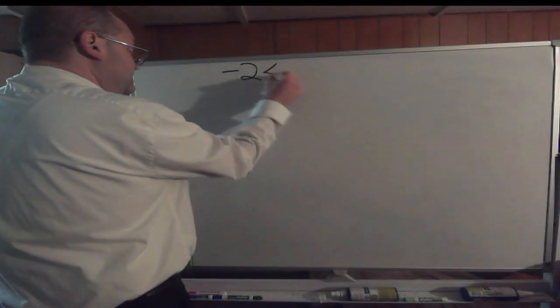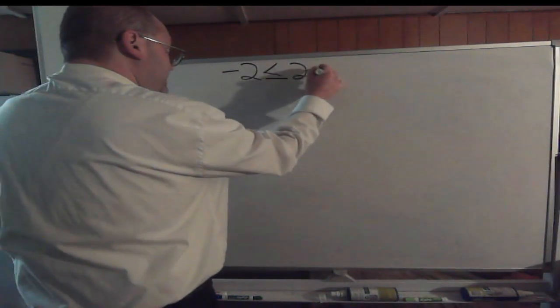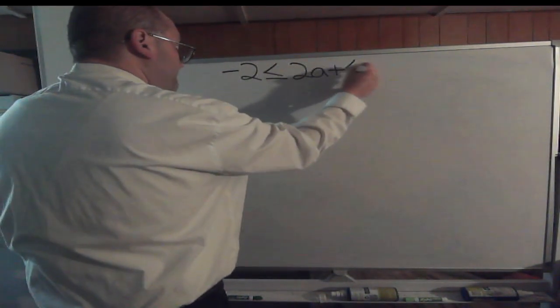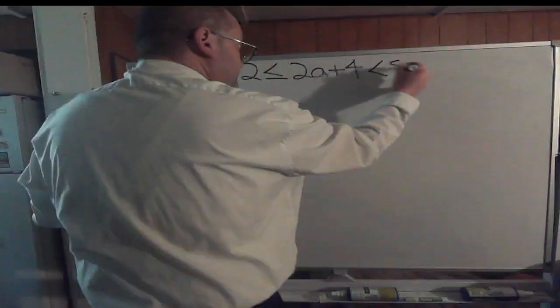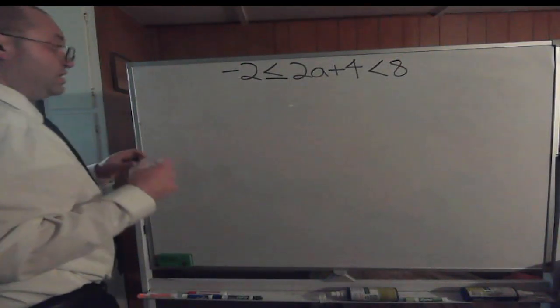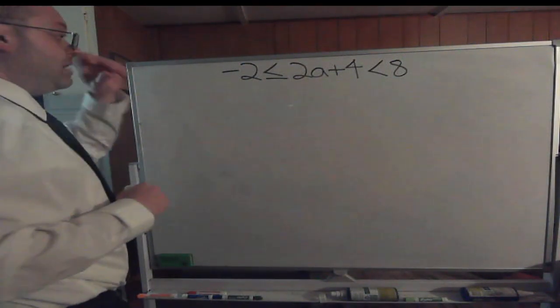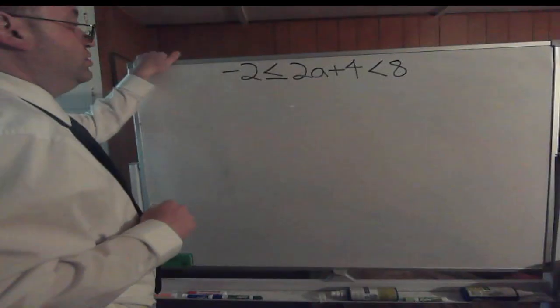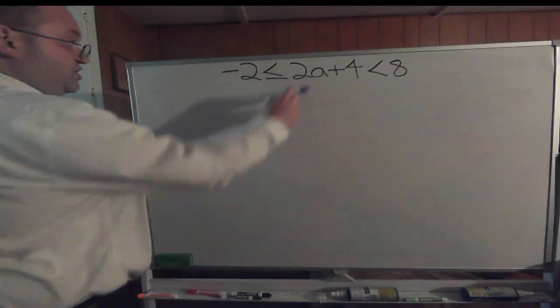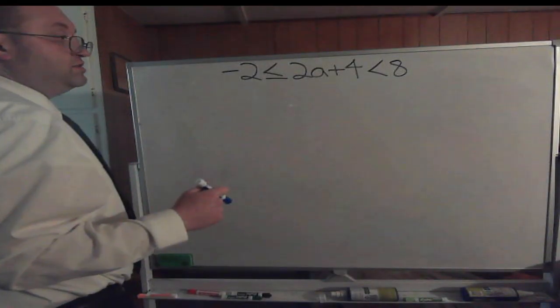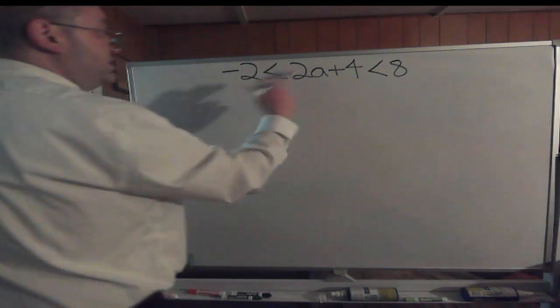Alright, let's see. -2 is less than or equal to 2a plus 4, which is less than 8. Alright, so this time we have a multiple of a variable. Well, what we're going to do still, we want to start out getting that 2a by itself. We need to subtract 4 from all these sides.